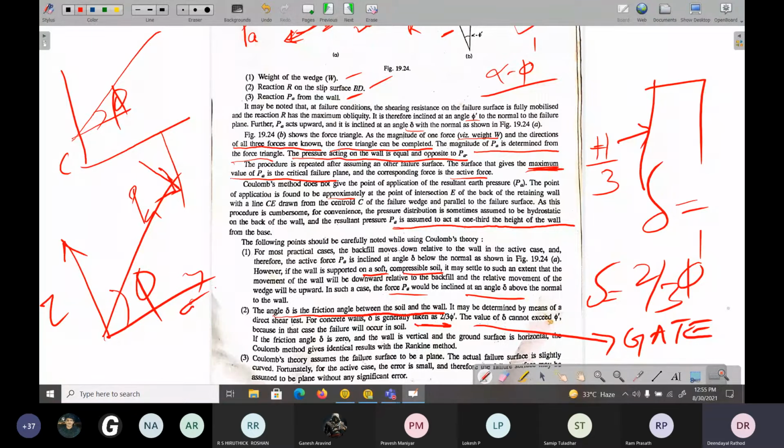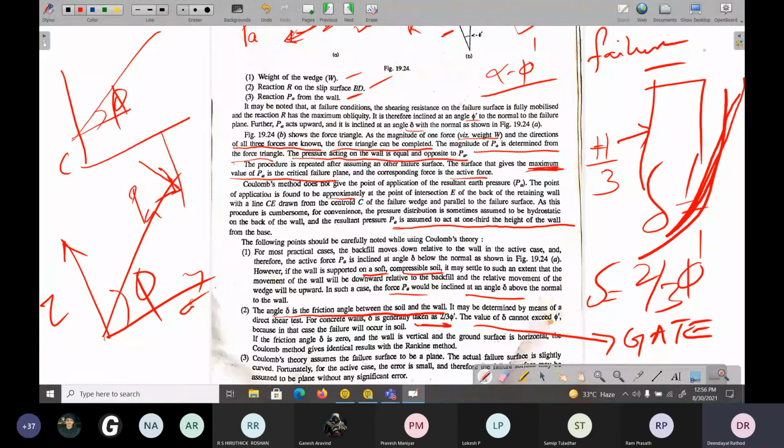Coulomb's theory assumes the failure surface to be a plane. The actual surface is slightly curved. That means we assume the backside of the wall as a triangle, a straight line. Sometimes it may be a little curved. The failure plane can be curved also, but we'll assume it as a plane. That's what happens in a landslide. If you go and see a landslide, you will not get a straight line; it may be curved.